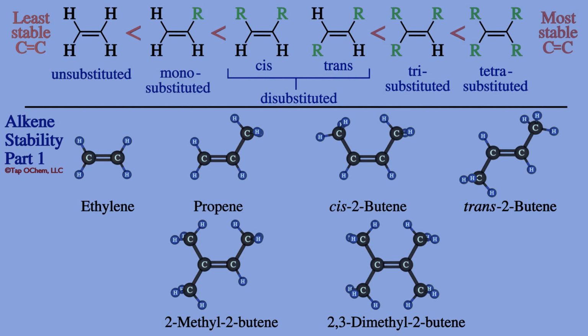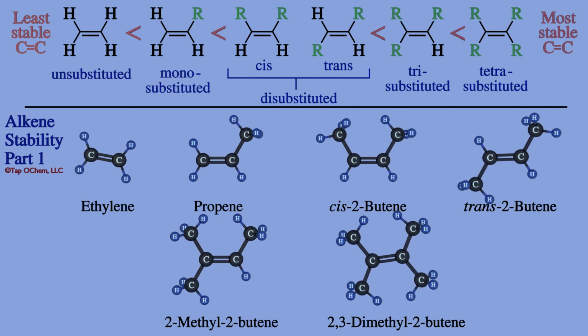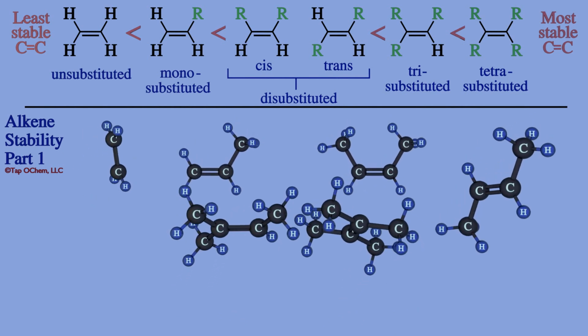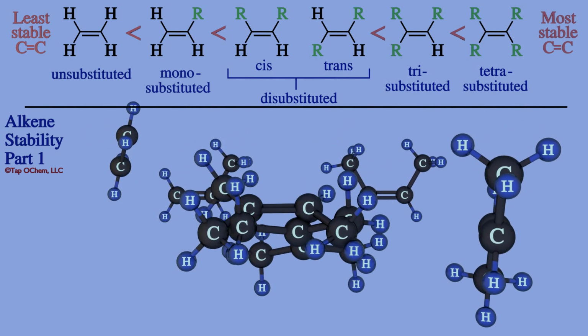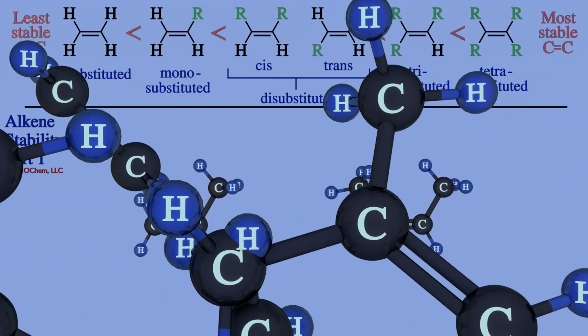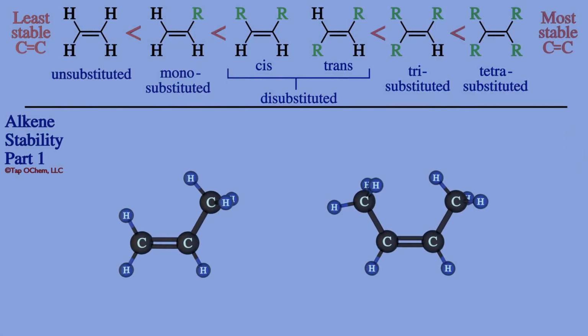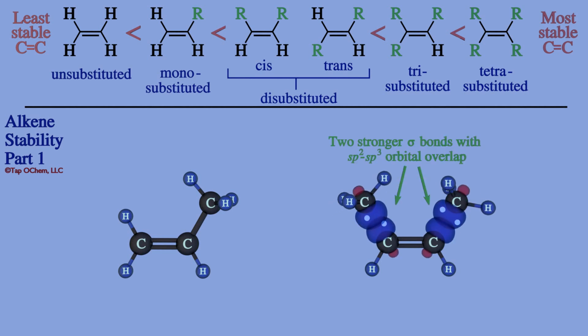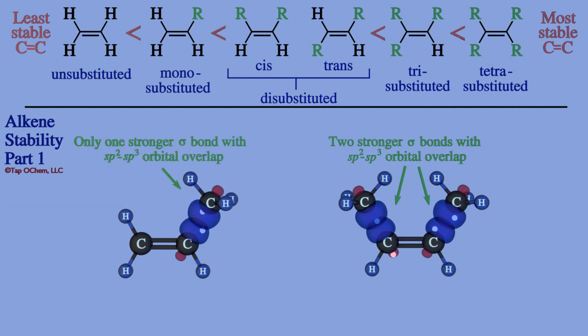How can we explain this trend? Let's remove all the ball and stick models from the screen except propene and cis-2-butene to explain why increasing the substitution around the carbon-carbon double bond stabilizes the alkene. There are two reasons that contribute to the fact that more substituted alkenes are more stable. First, cis-2-butene has two overlapping carbon sp2 to carbon sp3 sigma bonds, versus propene having only one. For every added carbon-carbon bond of this type, there is an increase in bond strength.